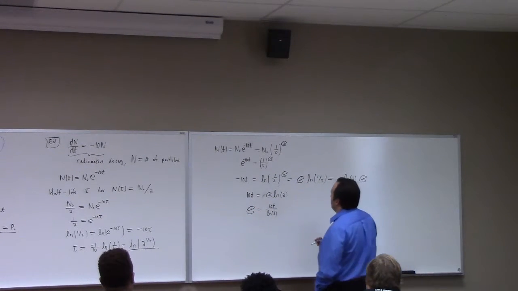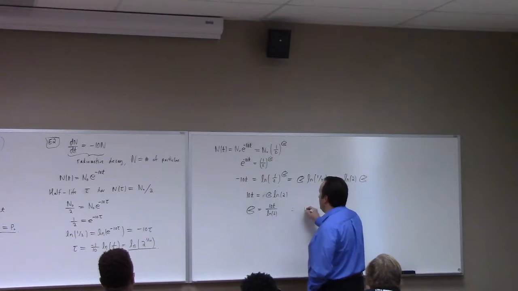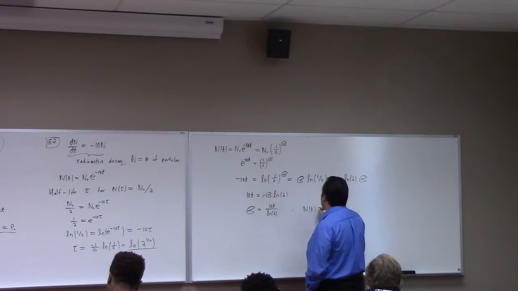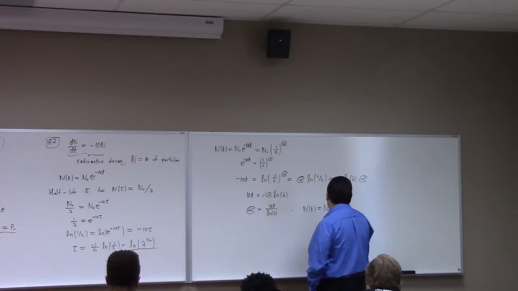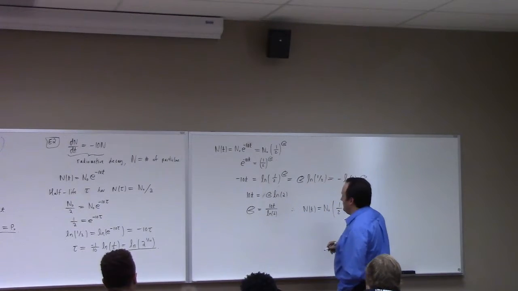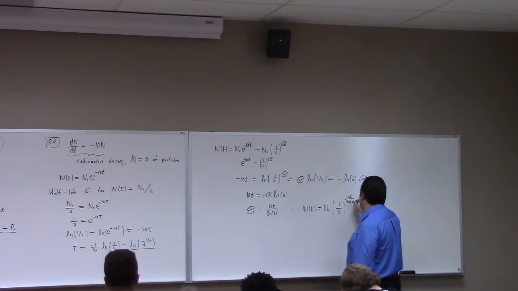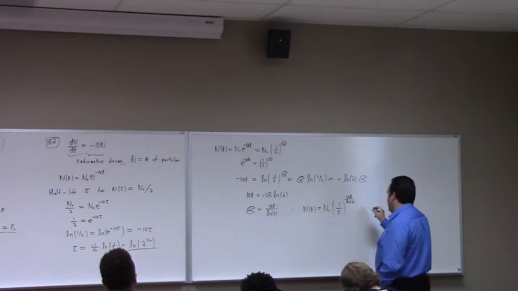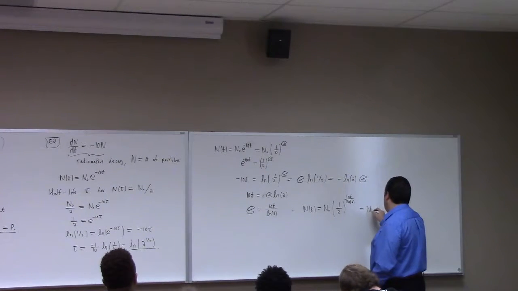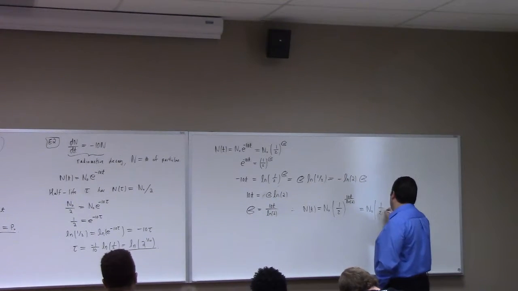So let's see here. What do we get? N of t we can write as n naught times 1/2 to the what? 10t over the natural log of 2. But let me suggest to you we could also write that as n naught times 1/2 to the what?